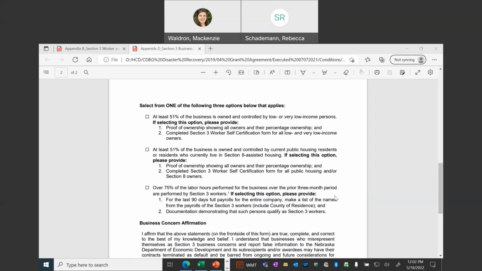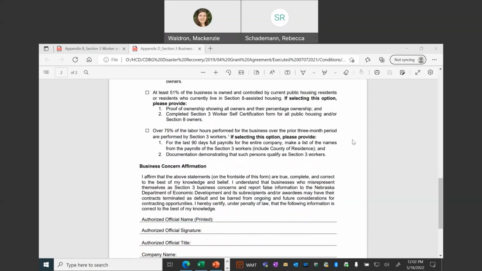If they aren't able to meet that criteria, we'll move on to the third one. Over 75% of the labor hours performed for the business over the prior 3-month period are performed by the Section 3 workers. So we'll need 2 additional items. First up, for the last 90 days, full payrolls for the entire company. Make a list of names from the payroll of the Section 3 workers, include the county of residence, and documentation demonstrating that such persons qualify as Section 3 workers.